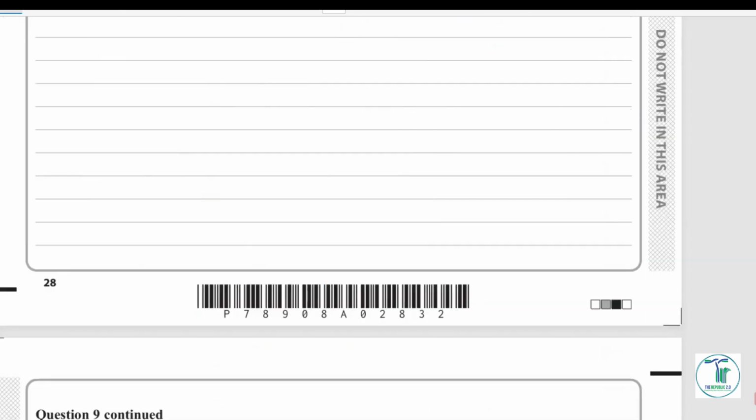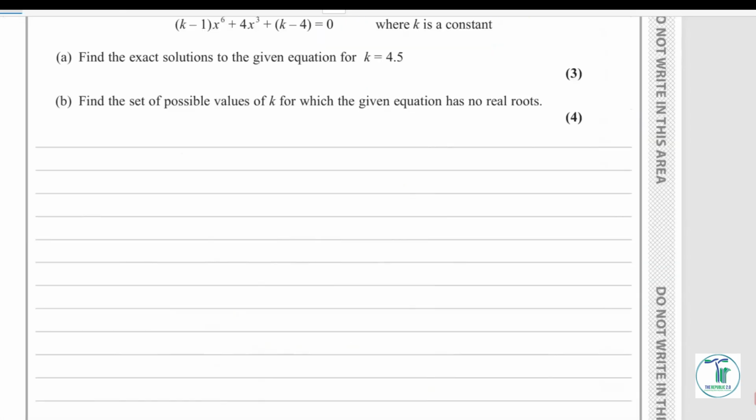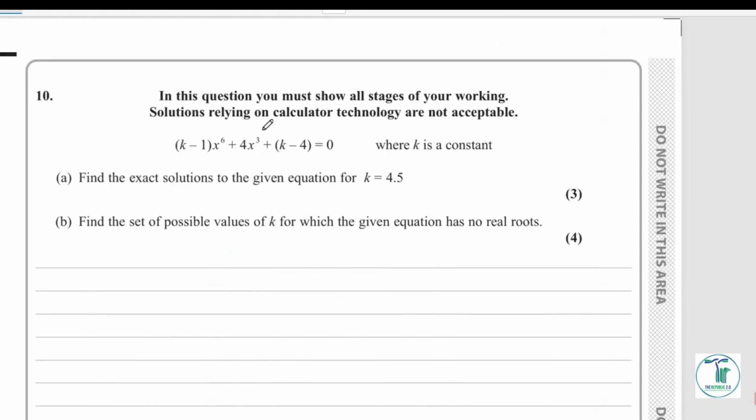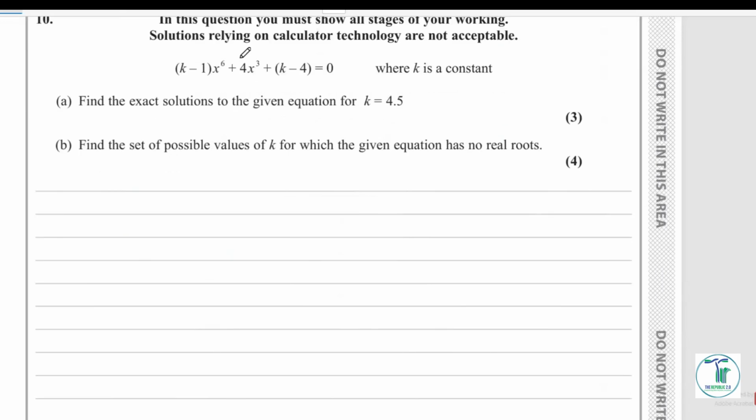Now, we've got the last question. The last question says that (k minus 1) x to the power of 6 plus 4x cubed plus k minus 4 is equal to 0, where k is a constant. Find the exact solution to the given equation for k equal to 4.5. If k is 4.5, so k minus 1 should be 3.5, x to the power of 6 plus 4x cubed, and then k minus 4 should be 0.5, is equal to 0.